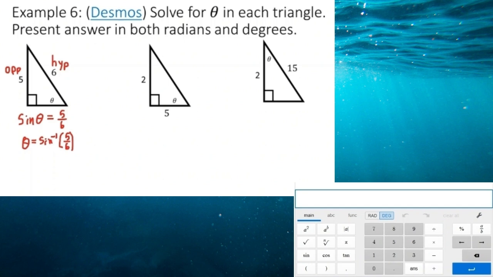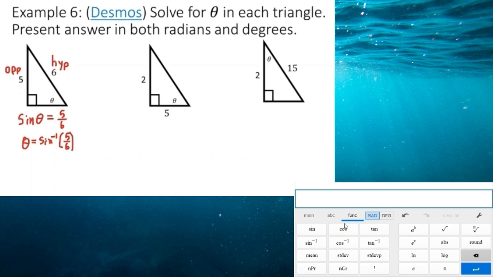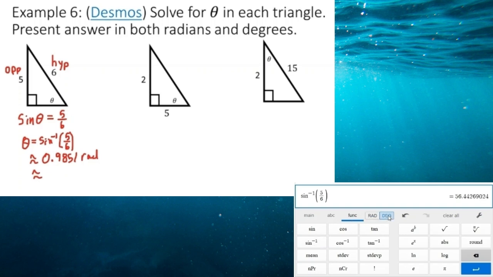If we were to evaluate our angle using radians, first, make sure our calculator is set to radians. And if we go to function, we can find our 3 inverse trig functions. Click on sine inverse, then we can enter our input. And we can see in radians, our angle is approximately 0.9851 radians. Now, if we want our answer in degrees, all we have to do is just switch our calculator here in Desmos to degrees. So in degrees, our angle is approximately 56.44.